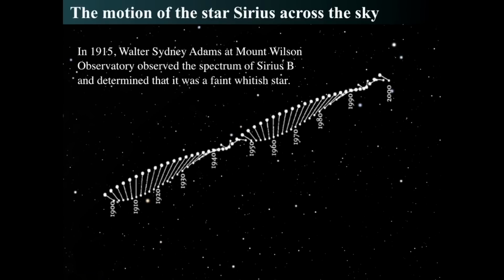In 1915, the spectrum of Sirius B was observed by Walter Sidney Adams at Mount Wilson outside of Los Angeles, and he found that it was a faint white star. And so he thought, wow, this is a white star.